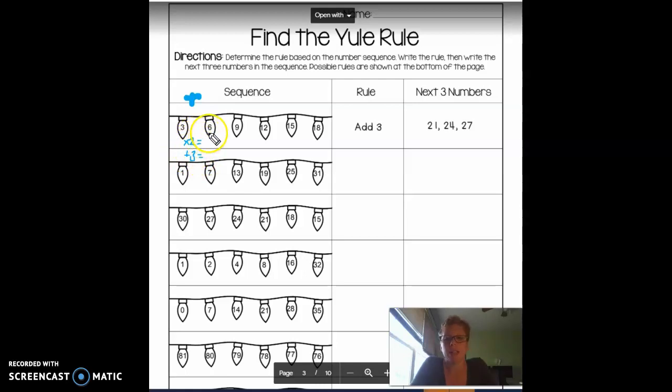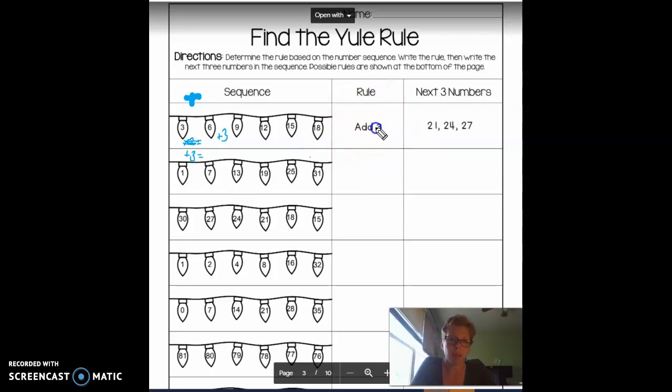So I'm at 6 now. Let me see if I can work both of these rules in. What's 6 times 2? Or what is 6 plus 6? Well, that's 12. So I cannot follow this rule. That will not work. So my other rule, plus 3. What is 6 plus 3? Well, that is 9. So we can see that if we keep going, 9 plus 3 is 12. 12 plus 3 is 15. 15 plus 3 is 18. My rule is add 3.